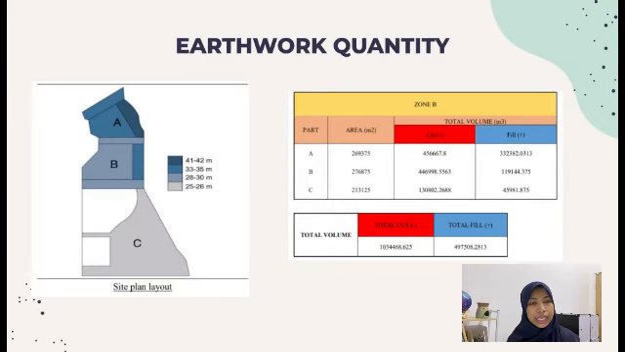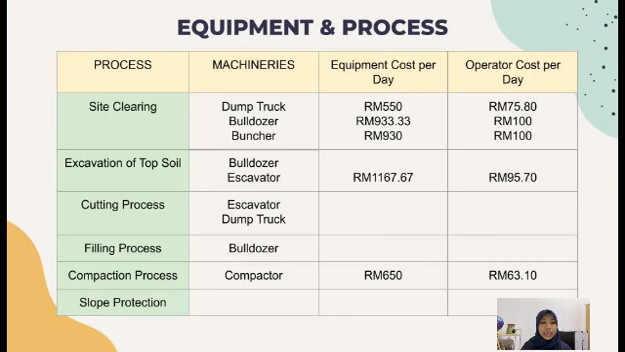Next is earthwork quantity. From the earthwork department, we obtain the value of total volume cut and fill for each pipe. It is to be used in the cost and estimation calculation before reduction and after reduction. The figure shows the site plan layout, which is divided into 3 parts, part A, part B, part C, to ease the calculation.